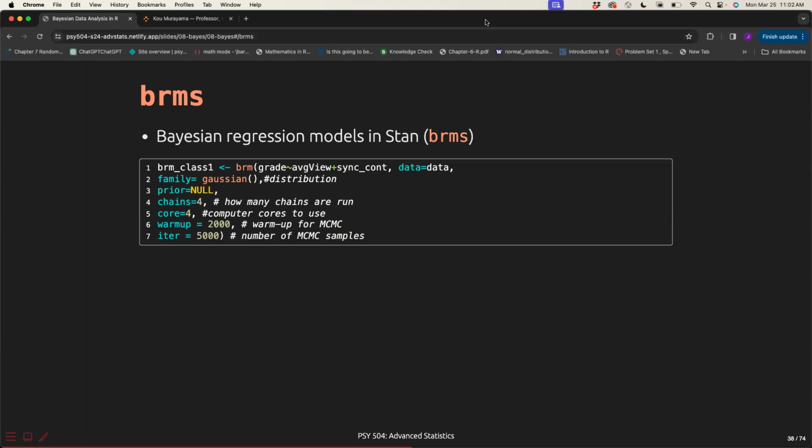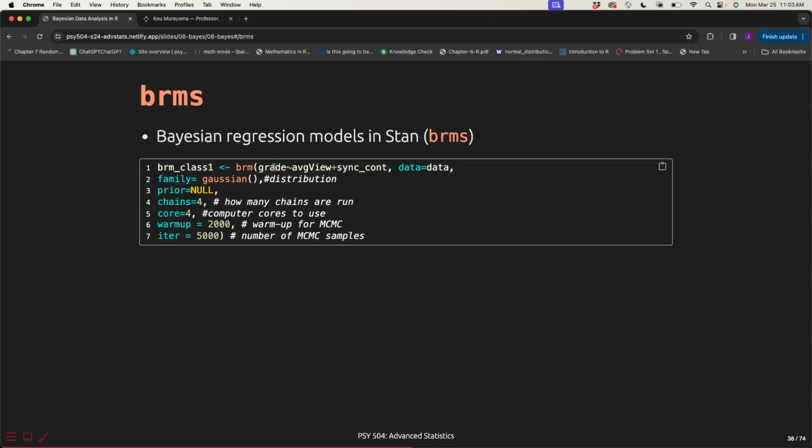And this particular function that we're going to use, the BRM function, is very versatile and flexible, and it can fit a whole host of models just simply by changing this family parameter here. So all the models that we've talked about this semester, we can fit with just the BRM function. We can fit zero inflated models, we can fit logistic models, we can fit multinomial models, we can fit ordinal models, all using this syntax here.